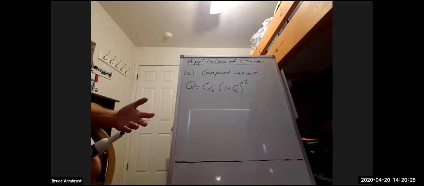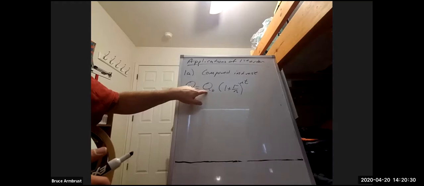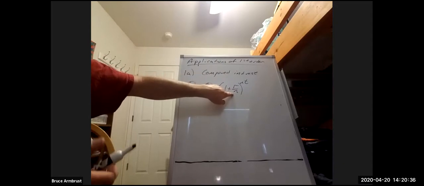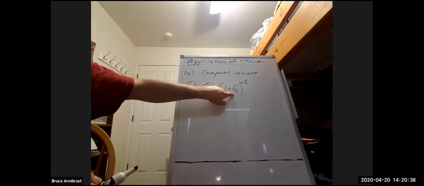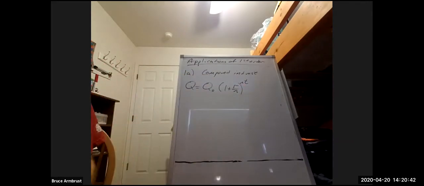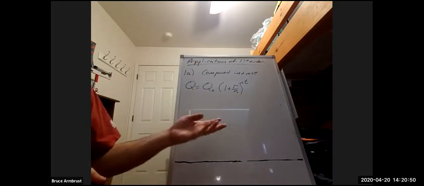So the way that this plays out, Q naught is the amount that you initially invest or borrow. R is your interest rate. N is the number of times that you do a compounding per year. And then T is the number of years. So like you can compound interest monthly, N would be 12. Daily, N is 365. Quarterly, every 3 months, N is 4.